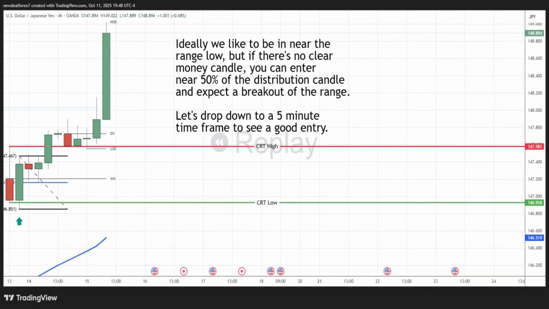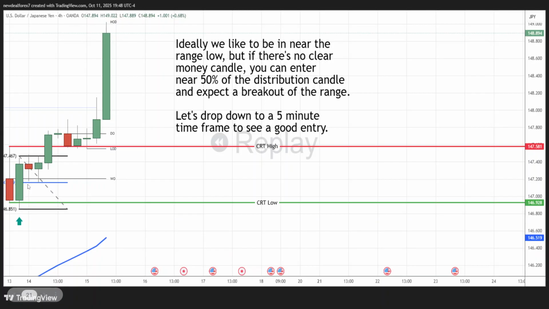So now these are some things to keep in mind, aka some variations. There will be times where you'll see a range candle create the first low of the day and then no real small money candle. What do I mean? This right here was both the money candle and the distribution, or at least the start of the distribution, all in one, or the strong move, because this is the low of the day. What do you do if that happens? Because ideally, we like to be in close near the candle range theory's low.